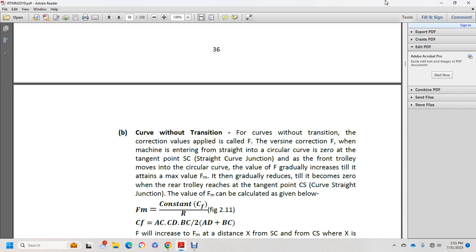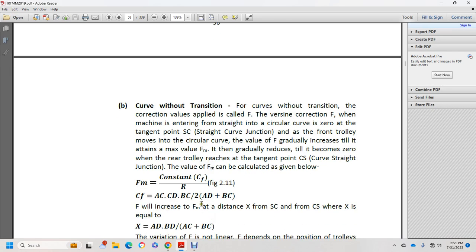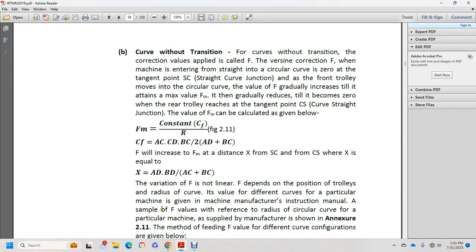That gradually reduces as the rear trolley reaches the tangent point CS, curve straight junction, with the value of FM calculated as given below. FM is equal to constant CF over R, and CF is equal to AC times CD times BC over 2 times AD plus BC. F will increase further to FM at a distance X from the straight curve junction to the curve straight junction, with X equal to AD times BD times BC over AC plus BC.